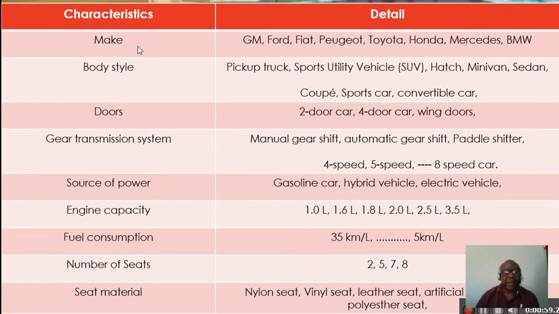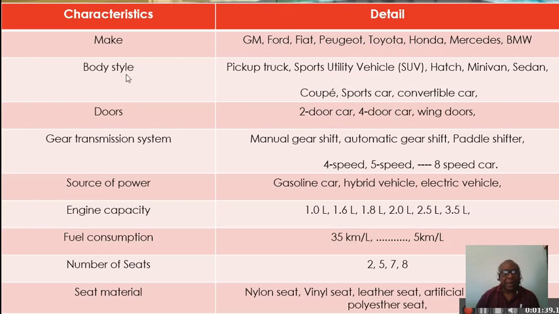So, one of the ways we can describe cars is by knowing the make, right? So examples of makes of cars or vehicles are these. We have General Motors, we have Ford, we have Fiat, we have Peugeot, we have Toyota, we have Honda, Mercedes, BMW, Volkswagen, Kia, Hyundai, and the other ones, Ferrari, for example. These are what we call the makes of vehicles, the examples of makes. So you can describe your car using the make of the car.